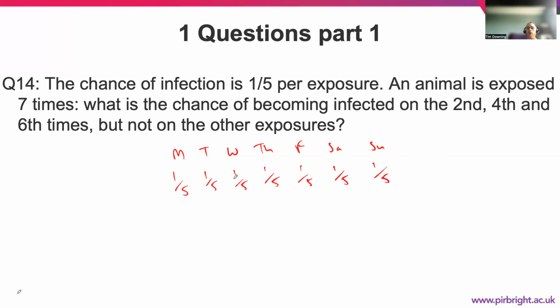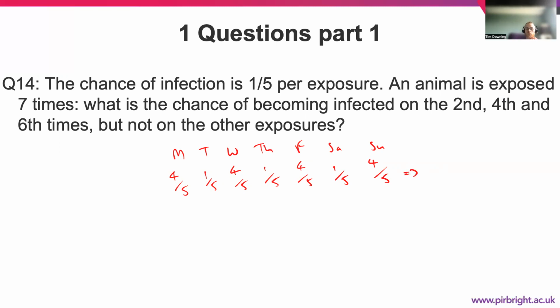What's the chance of becoming infected on the 2nd, 4th, and 6th times, but not on the other days? This is an imaginary animal that recovers within a day. So this is going to be 1 out of 5 for the infected days, and 4 out of 5 for the other days. So if we multiply all of these together, we can work out what our probability is going to be. So we just need to multiply this out to get our answer there.